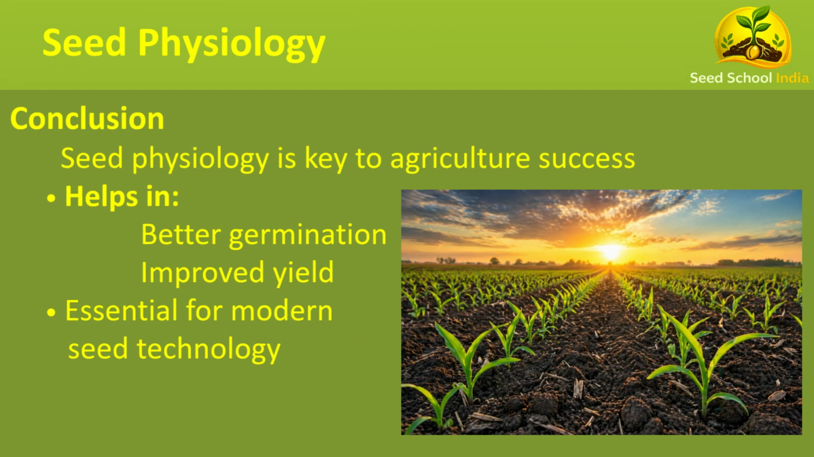To conclude, seed physiology explains how life begins in plants. From dormancy to germination, every stage is controlled by complex biological processes. By understanding these processes, we can improve seed quality, enhance crop production, and ensure food security. The next time you see a seed, remember, it is not just a seed, it is a living system waiting to grow.